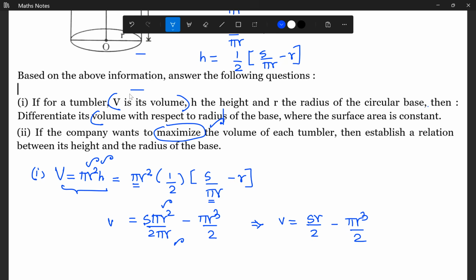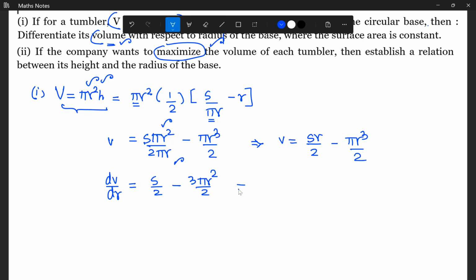This is a 2-mark question. We need to do some more, that is differentiate the volume with respect to radius. So dV by dr is equal to S by 2, because differentiation of r is just 1, minus 3 pi r square divided by 2. Take 1 by 2 common out, S minus 3 pi r square. This is the first answer.